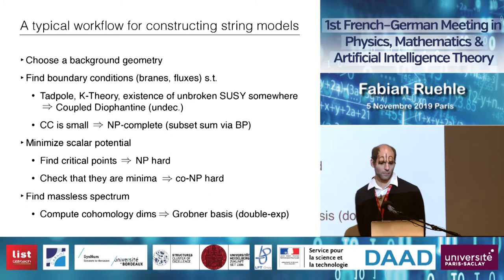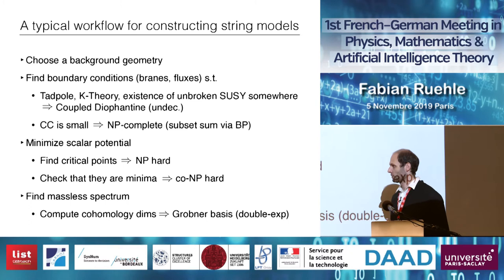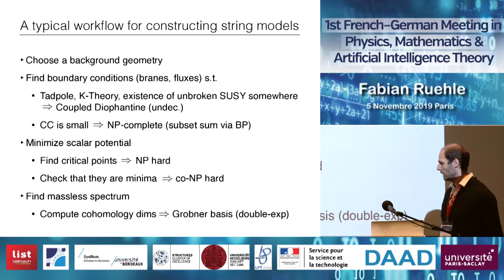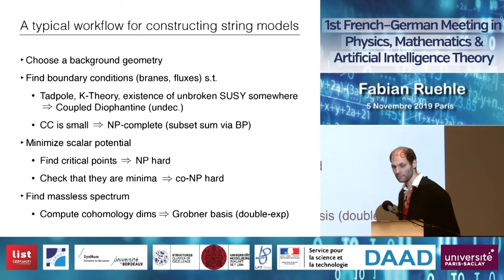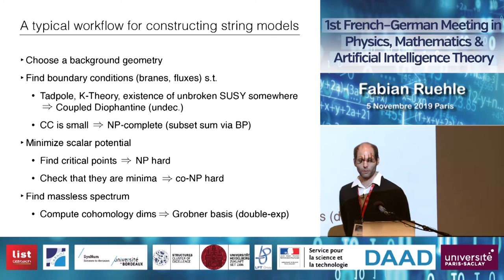And you want to have a small cosmological constant. This is an NP-complete problem, at least if you solve it by the subset sum. Then you need to minimize the scalar potential. This is NP-hard and co-NP-hard. And then you need to find the mass spectrum, which is this double exponential non-NP problem you need to solve. So that's a list of complicated things. We now try to use machine learning to do this part, solve the Diophantine equations.